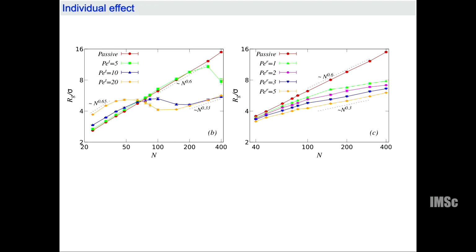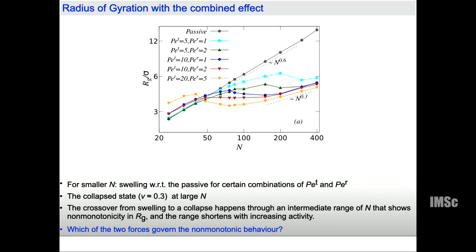Let me just go back here. Okay. So you see here, we have this orange curve where we have both these forces. In fact, in all of them, we have both these forces present: the local force, which is PT, and a global force, which is PR.